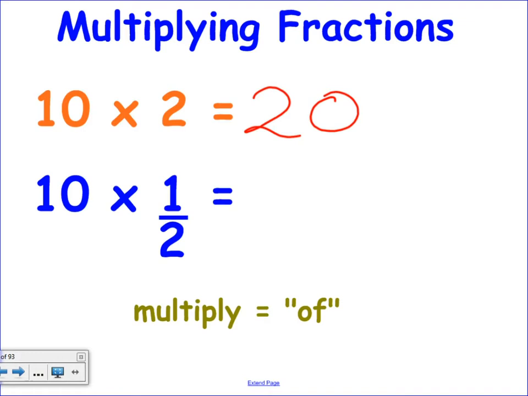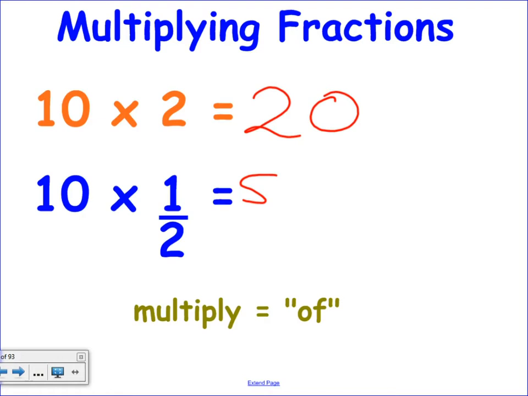So what is 10 times a half? Sometimes, when we're talking about multiplying by a fraction, we say, what is a half of 10? So that link between multiplying fractions and the word "of" is side by side. So what we're saying is, what's a half of 10? 5, okay? So really, what am I doing? By default, when I multiply by a fraction, it's going to get smaller.